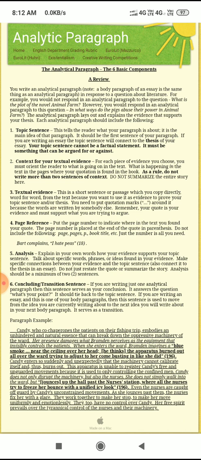Now my dear students, let's try to understand the 6 basic components of analytical paragraph writing. So the topic is the analytical paragraph, the 6 basic components, a review. Now listen very attentively and try to understand it very well. This is very important, and it will be of 5 marks. It will be mandatory and compulsory in your paper. So try to understand, and you will be able to write in your examination. So let's begin.